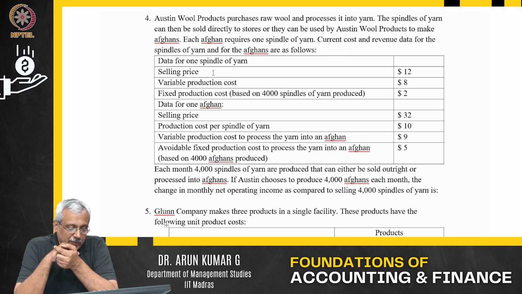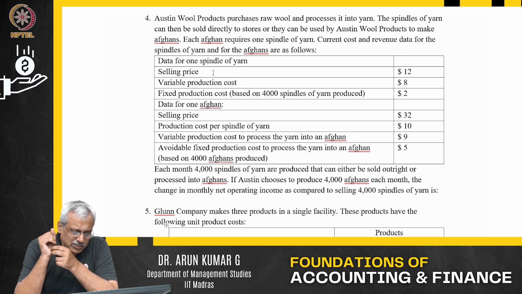Data for one spindle of yarn: selling price is $12, variable cost of production is $8, fixed cost of production based on 4,000 spindles of yarn produced is $2. Data for afghan: selling price is $32, production cost per spindle of yarn is $10, that is variable cost 8 plus fixed cost 2. Variable cost of production for processing the afghan is $9. Fixed production cost for afghan is $5.